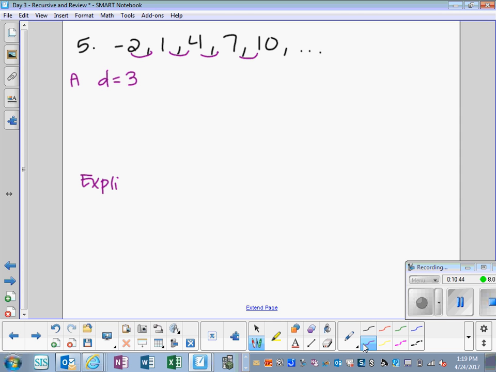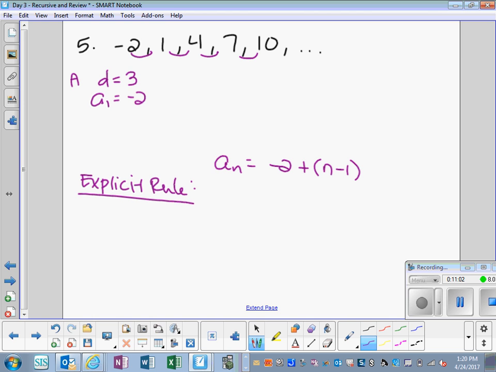For the explicit rule, I need to use the first formula under arithmetic, right? So I need my common difference, I need a sub 1. So then I'm going to use a sub n equals -2 plus n minus 1 times 3. Yeah? Mm-hmm. Guys, on the quiz, a lot of you guys stop right there.